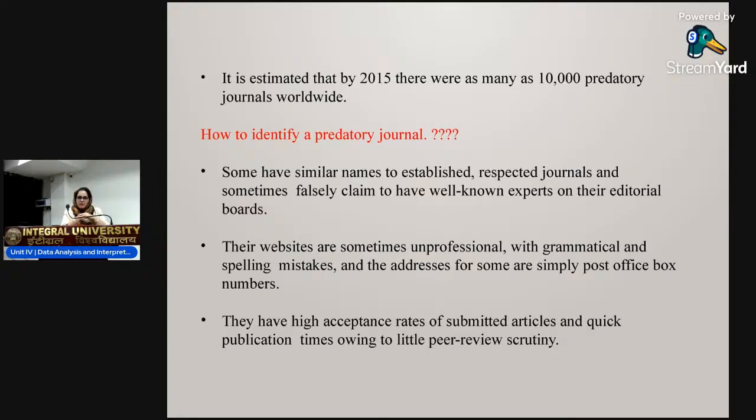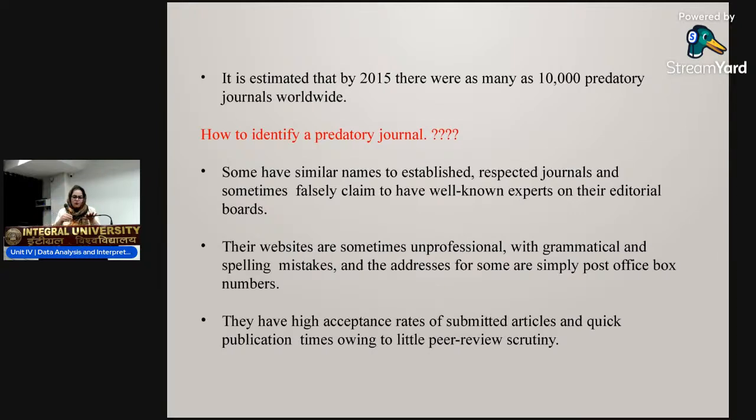Like for example, Journal of Biological Chemistry is a reputable journal in our field, right? Okay, so what they would do is they would add some small prefix, but the website will be exactly like the JBC website. So there is a chance, if you're not careful, you would end up submitting a paper to the wrong JBC, wrong journal. Some have similar names to established, respected journals and sometimes falsely claim to have well-known experts on their editorial boards.